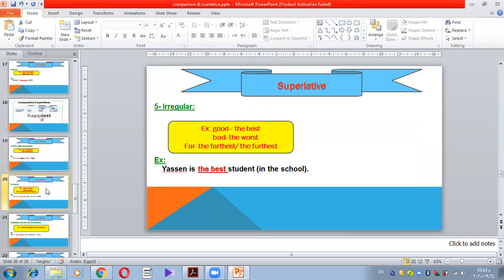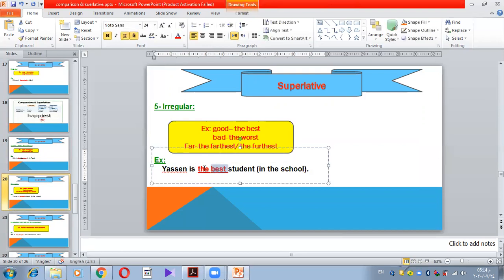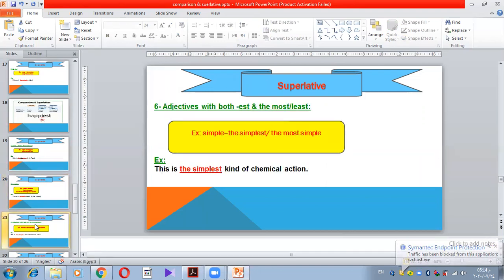Rule number 5, irregulars. They have the same irregular form. Good changes from better to the best. Bad, the worst. Far, the farthest or the furthest. Yasin is the best student in the school. So I'm speaking here only about Yasin, and he is the best student. I'm just talking about one compared to all. The, and then the irregular form. Best student.